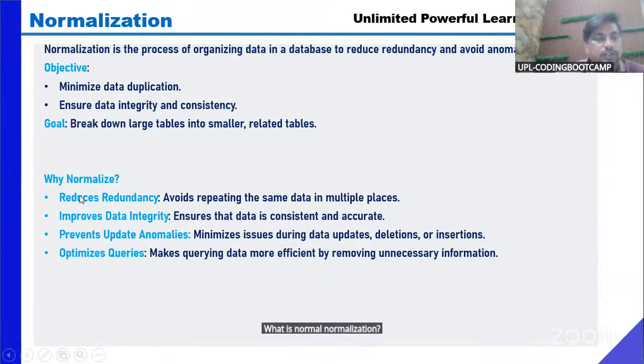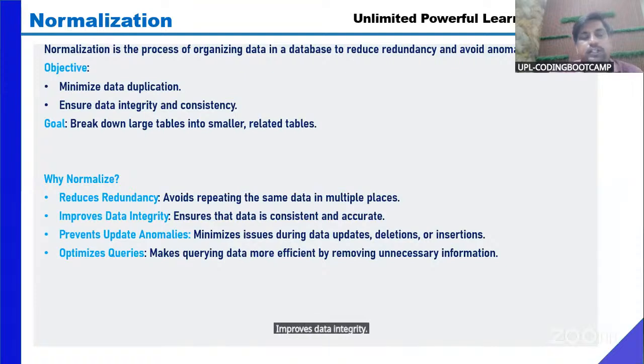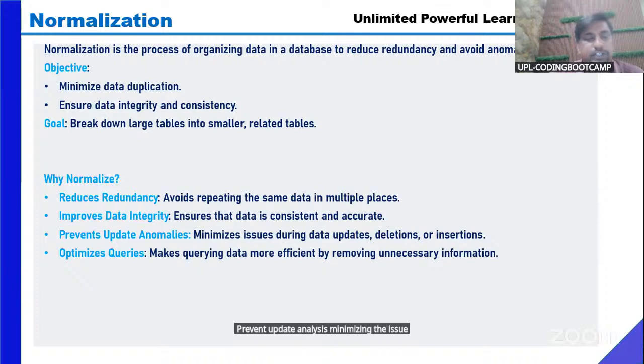Now, what was the goal of normalization? The goal is to reduce the redundancy. What does redundancy mean? It avoids repeating the same data in multiple places. We want to avoid repetitive data in the database records. It improves data integrity, that means it ensures that data is consistent and accurate. It prevents update anomalies, minimizing issues like update, deletion, and insertion anomalies.